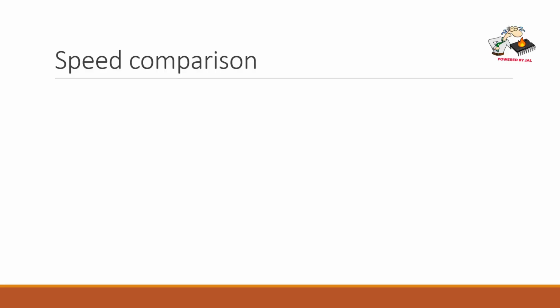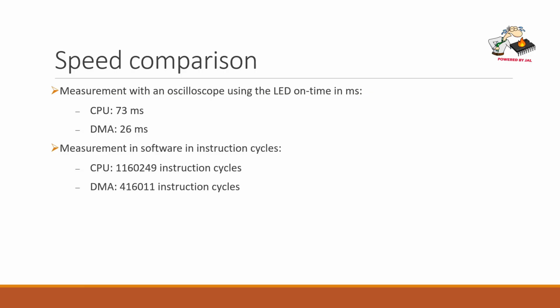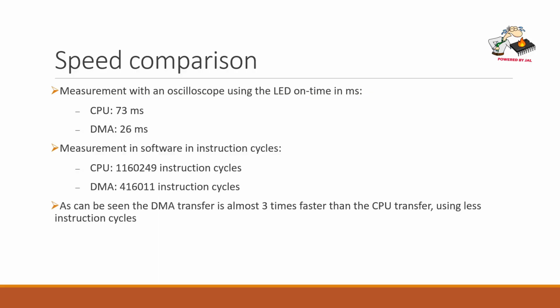Okay, so in the video we have seen the two solutions, and I measured the on time of the LED using an oscilloscope. For the CPU transfer it takes 73 milliseconds, for the DMA it takes 26 milliseconds. And also you have seen on the screen the instruction cycles it took to do both the transfers. And as you saw from the video, the DMA transfers almost 3 times faster than the CPU transfer, since it uses less instruction cycles.